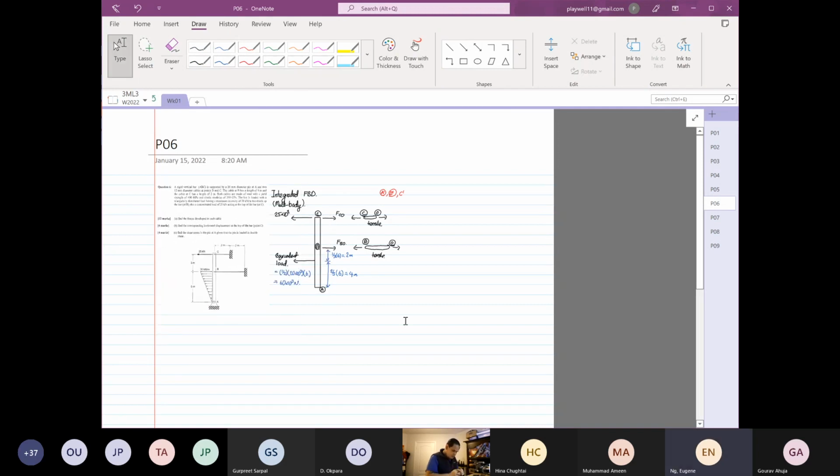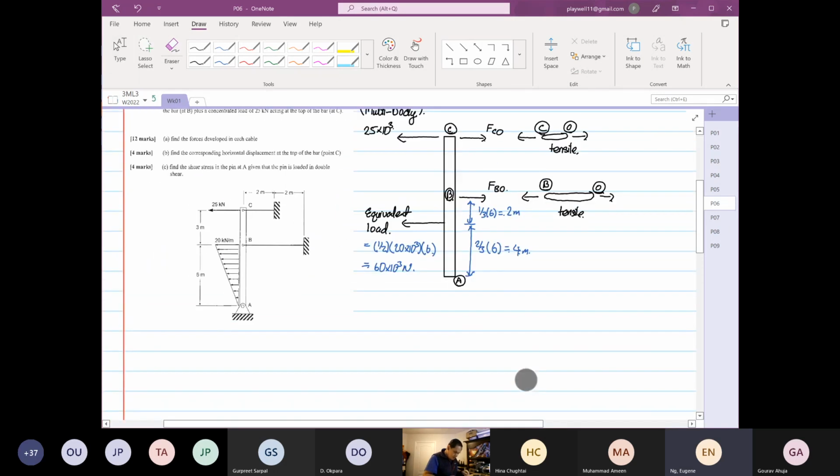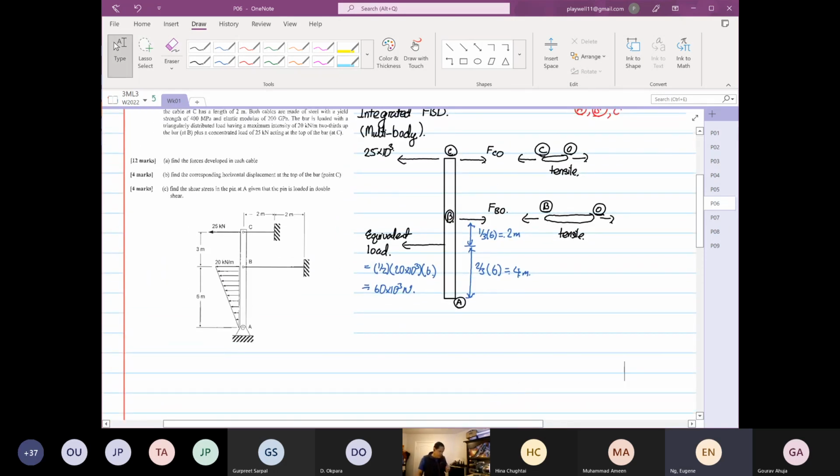Okay. So the next thing that we are going to do, now we have all this information, is we are going to apply static analysis first. I mean, you can do elastic deformation. I'm not saying that you can't. You can carry out elastic deformation also, but let's do static analysis first.